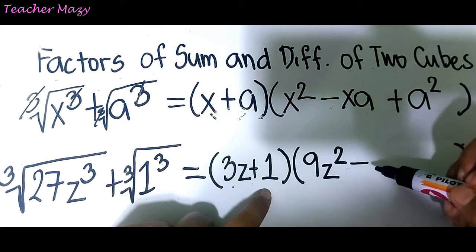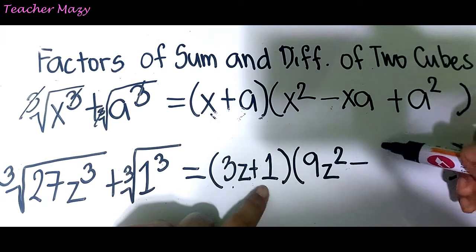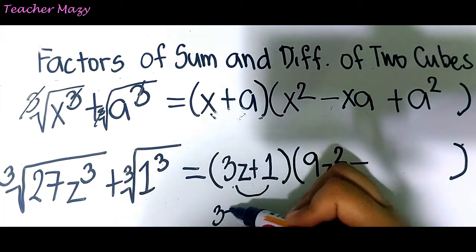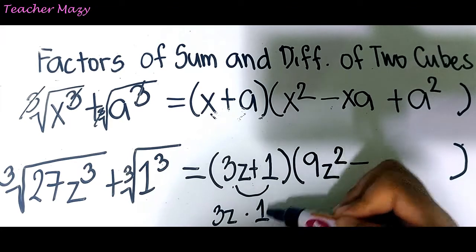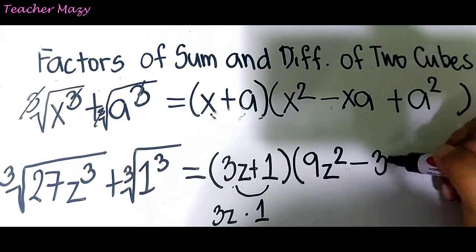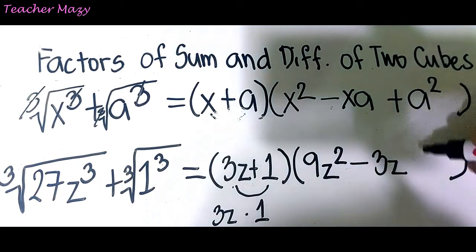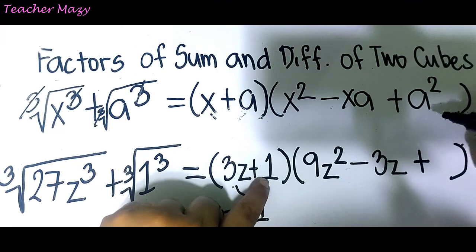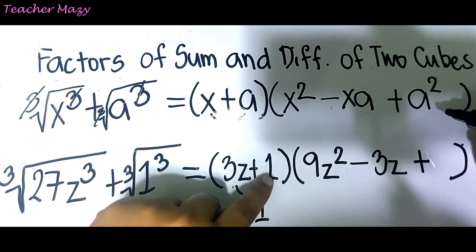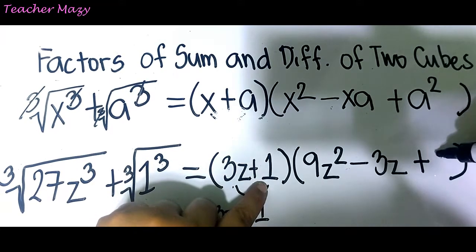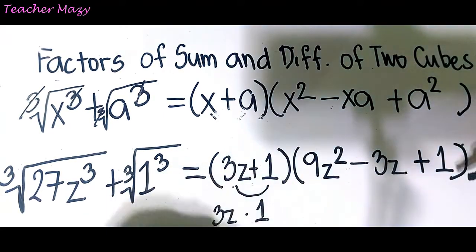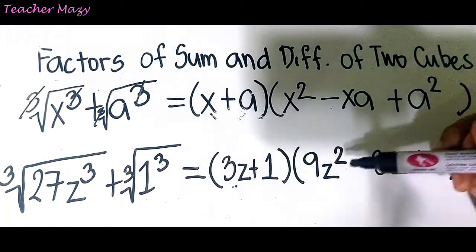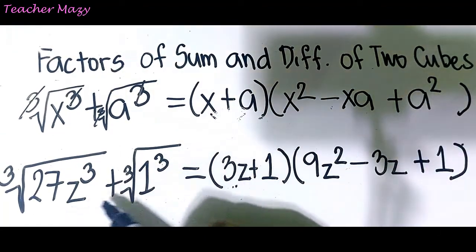Sum and difference. Next, to get the middle term, we need to multiply this one. So 3z times 1, and that is equal to 3z. And then let's square the second term here, which is 1. 1 times 1 is equal to 1. And these are the factors for this. These are the sum and difference for these two cubes here.